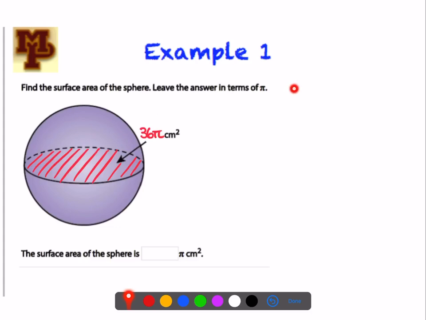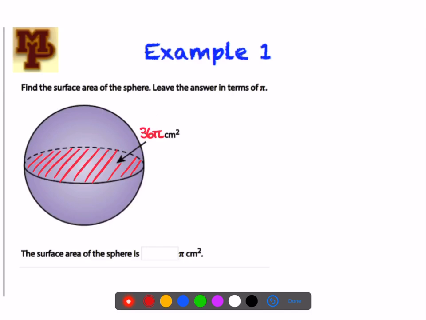Find the surface area of the sphere. Leave the answer in terms of pi. So looking at this, we have a sphere here, and it gives us this area. It says the area is 36 pi centimeters squared. So if we look at this, this is actually what we remember as the great circle. It's the area of the circle that goes through the center of it.